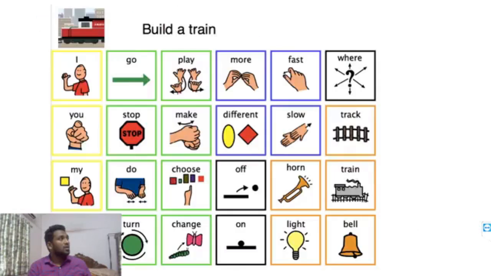Then building a train, again you, I, these are core vocab. Most of the things are core vocab except for the train, track, horn, light, bell. Only few words are a little fringe. Otherwise everything is like choosing, different, more, fast. All these things are core vocab. Means when I say that I want a horn, I want train, I want truck, in these sentences what happens is I and want are permanent things. Only you are replacing train, track, horn, bell, etc. Those are fringe vocab. Last time we talked about core vocab and fringe vocab.